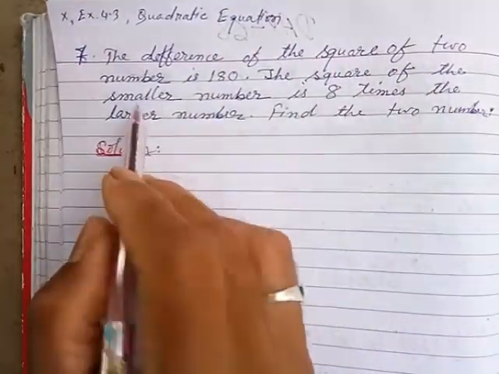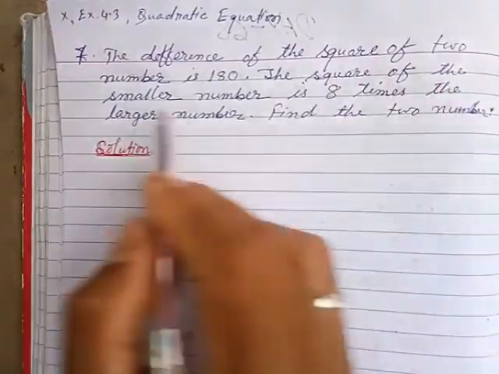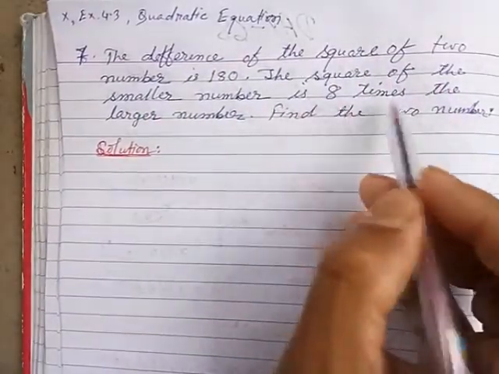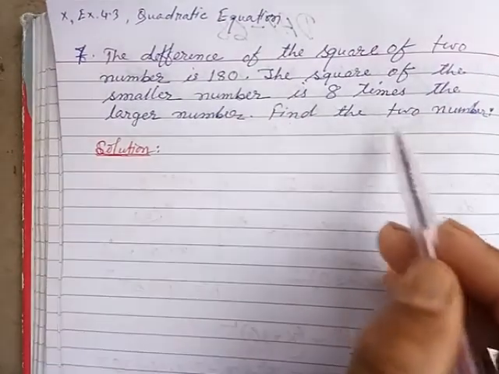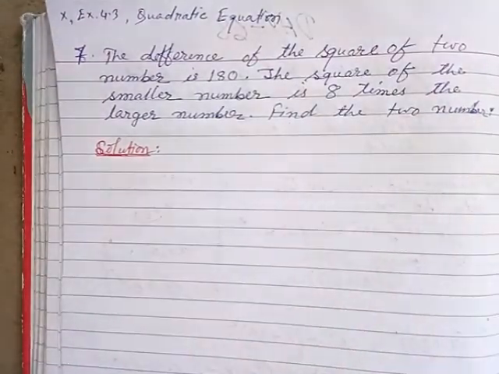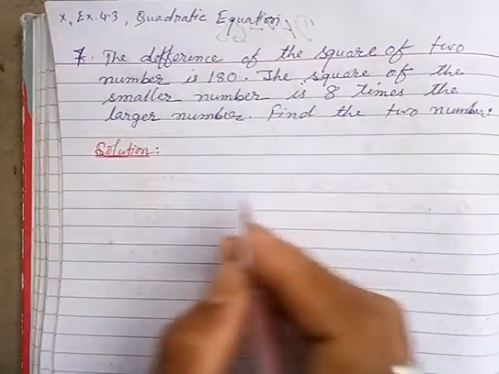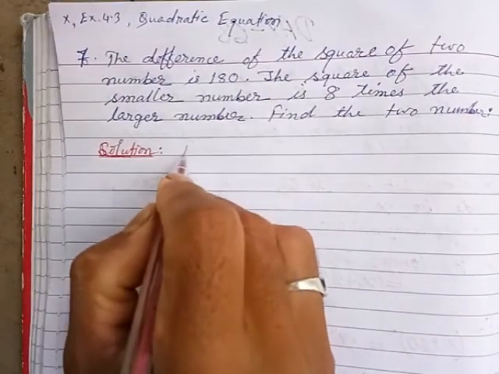The square of the smaller number is 8 times the larger number. Then find the two numbers. We have to find the two numbers in this condition. So, coming to the solution.